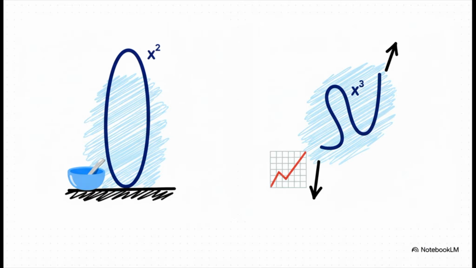But the single biggest difference between them, it's the range. The parabola, it's kind of like a bowl. It has a bottom, a minimum value, and its y values can only go from 0 on up to infinity. The cubic, though, is more like a winding road with no floor and no ceiling. Its range is totally infinite in both directions.